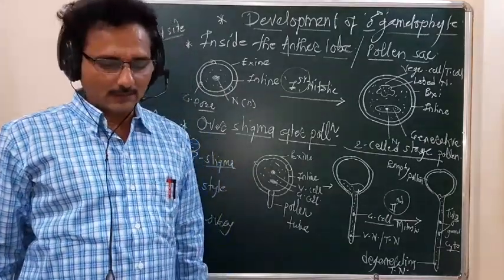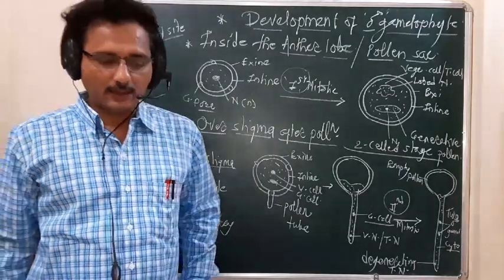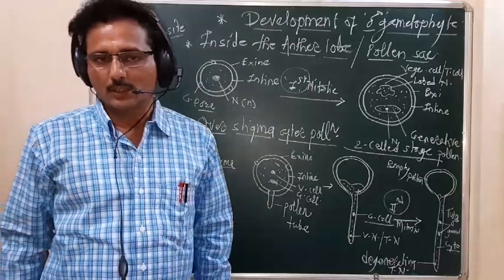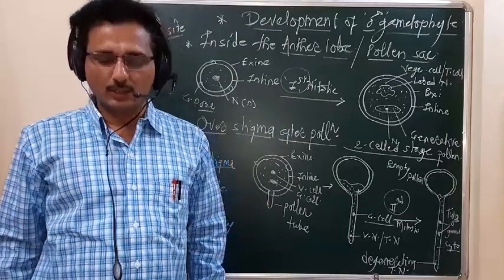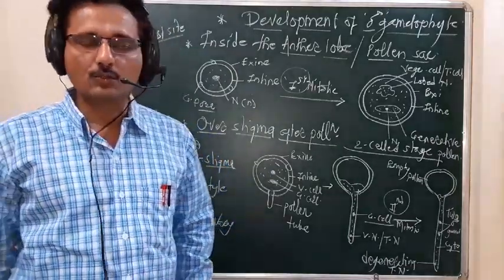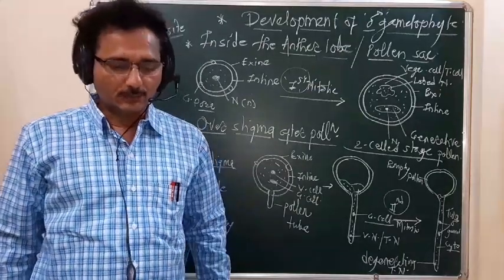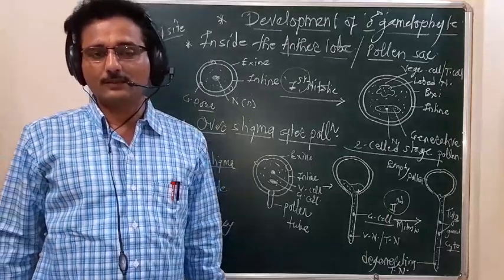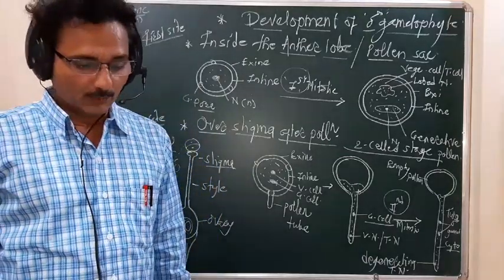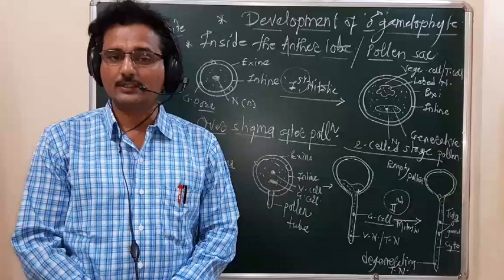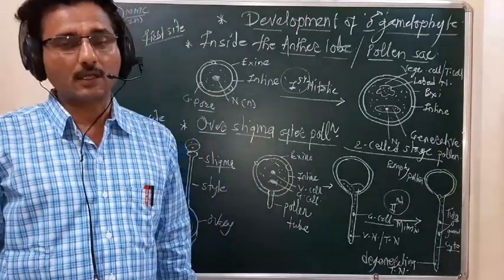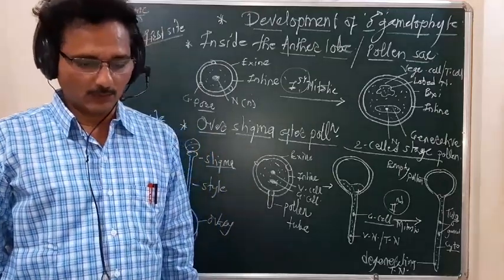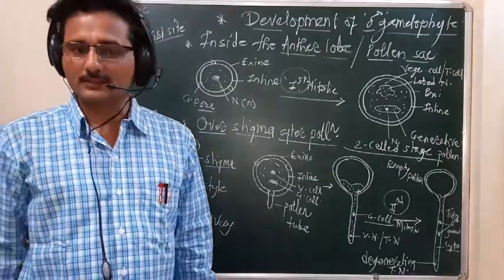I think you understand well. First option is 8 meiotic divisions. Second option, 16 meiotic divisions. Third option, 32 meiotic divisions. And fourth option, 64 meiotic divisions. So what is the answer? The second option, that is 16 meiotic divisions, in the sense 16 into 4, 64 pollens. So the second option is your answer.